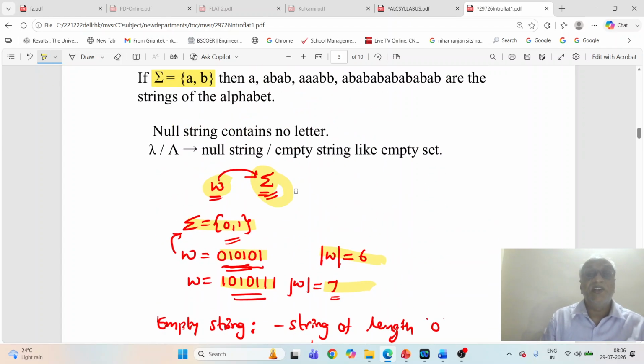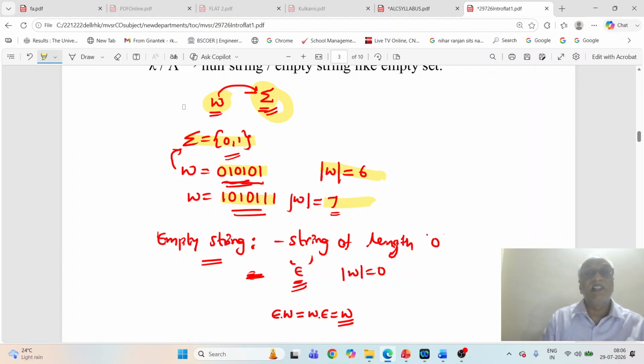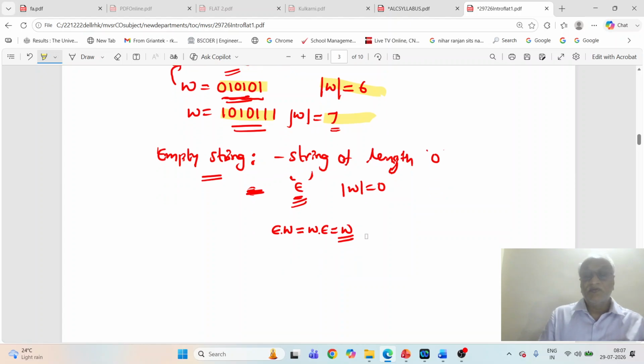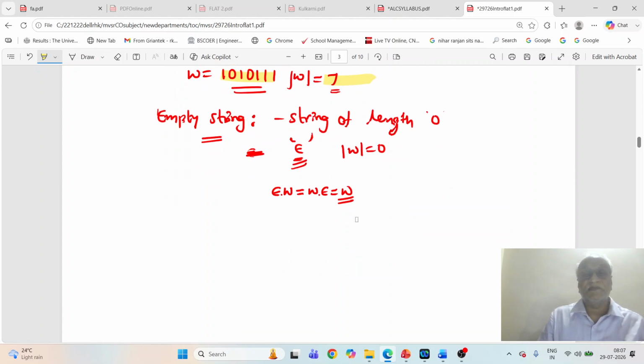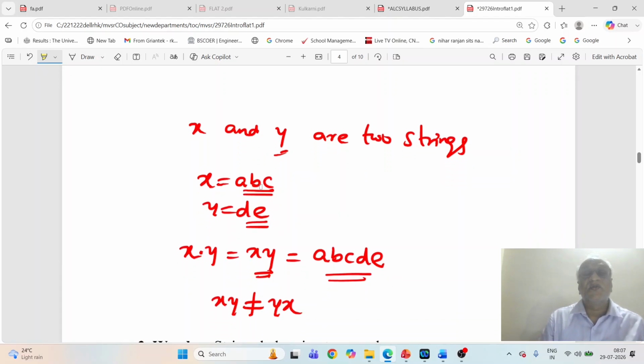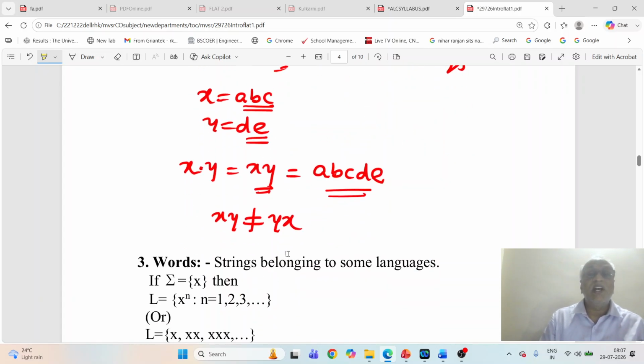As just mentioned, the empty string is denoted by lambda, and the length of the empty string is 0. The empty string concatenated with a string equals the string concatenated with the empty string, which equals our string. Now let us say x and y are two strings, where x consists of ABC and y consists of DE. When I say x into y, it will be ABCDE. So x into y is not equal to y into x. As simple as that.